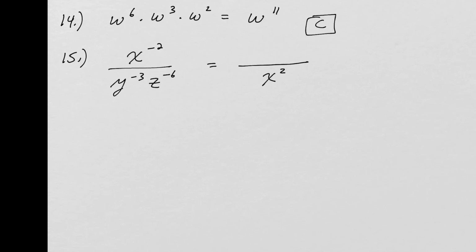x squared. And then if I take the two variables in the denominator and move them to the numerator, I'm going to get y cubed z to the 6. Because again, I'm going to change the sign of the exponent. And that's exactly what I want. So that would be my answer. So in this case, it looks like it's A.